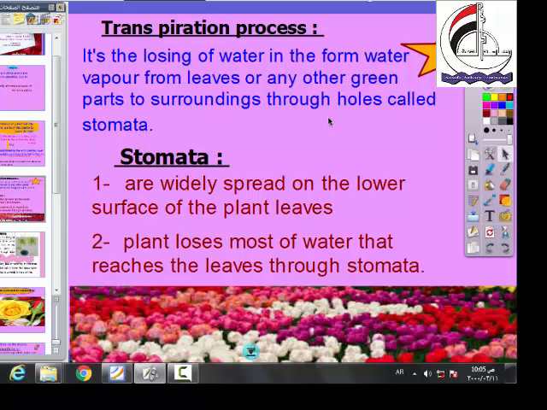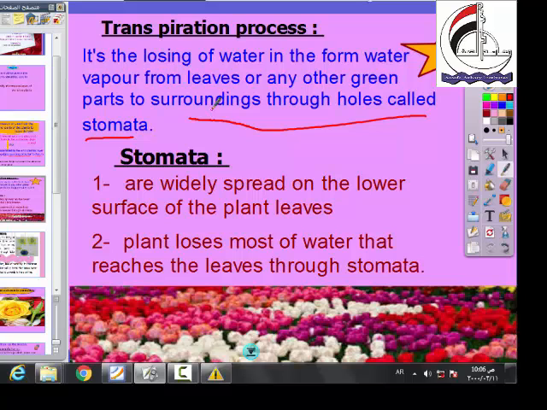Repeat after me. Primarily, transpiration process is the losing of water in the form of water vapor from leaves or any other green parts to the surrounding through holes called stomata. What is meant by stomata?